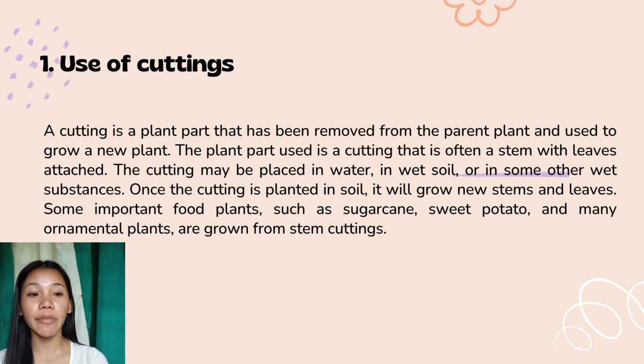The plant part used as a cutting is often a stem with leaves attached. The cutting may be placed in water, in wet soil, or in some other wet substance. Once the cutting is planted in the soil, it will grow new stems and leaves. Some important food plants such as sugarcane, sweet potato, and many ornamental plants are grown from stem cuttings.